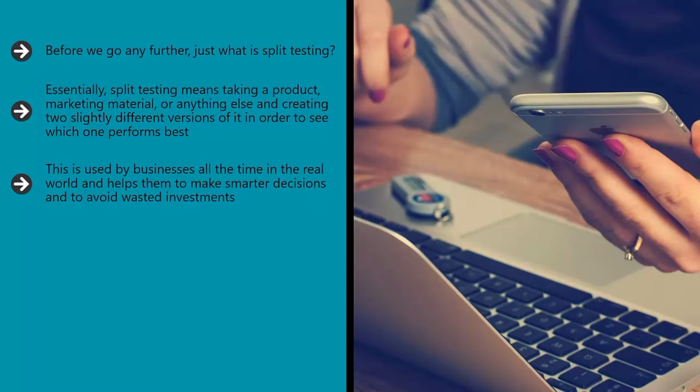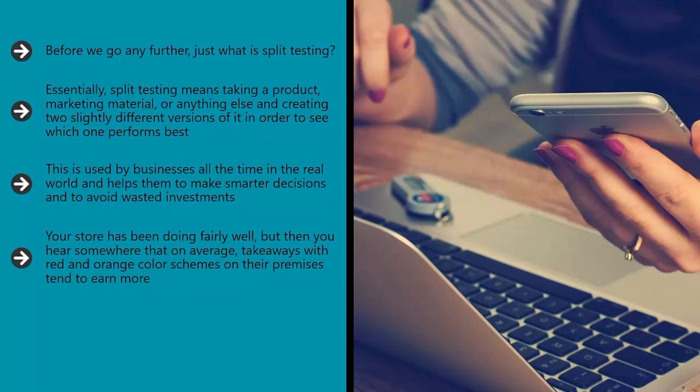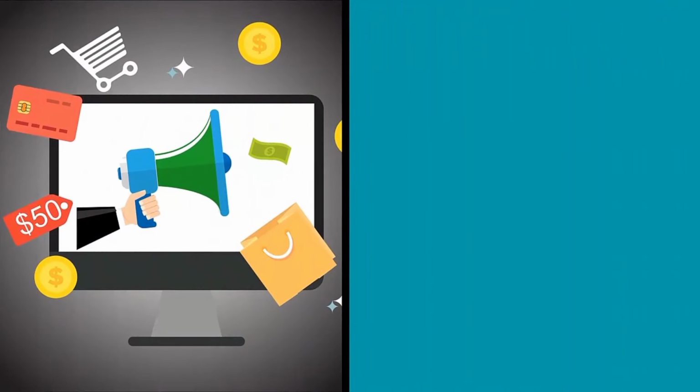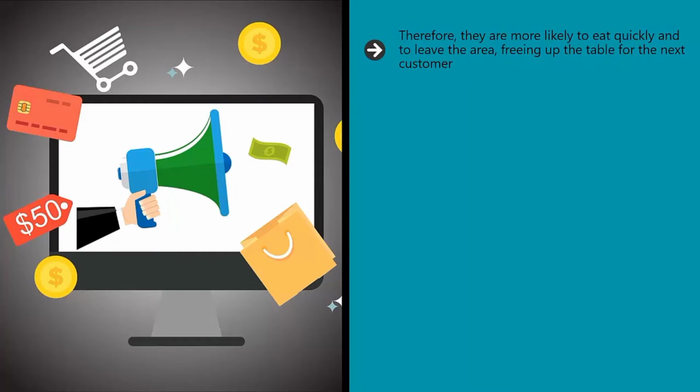only prawn-based dishes, because why not? Your store has been doing fairly well, but then you hear somewhere that on average, takeaways with red and orange color schemes on their premises tend to earn more. Why? Because those colors increase the heart rate and make people slightly uncomfortable. Therefore, they are more likely to eat quickly and to leave the area, freeing up the table for the next customer. The result is that such venues actually see a higher turnover of customers and greater profits. This is just a random example, but it also happens to be true.